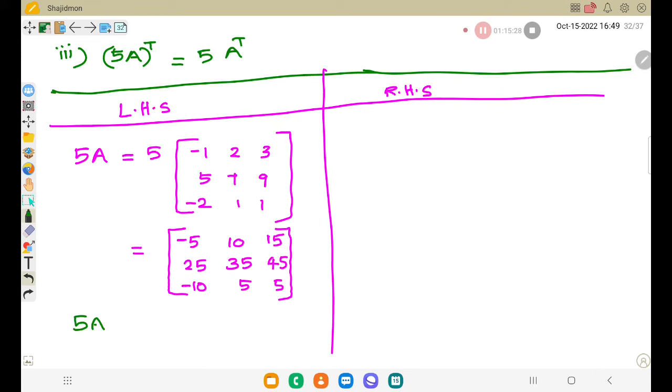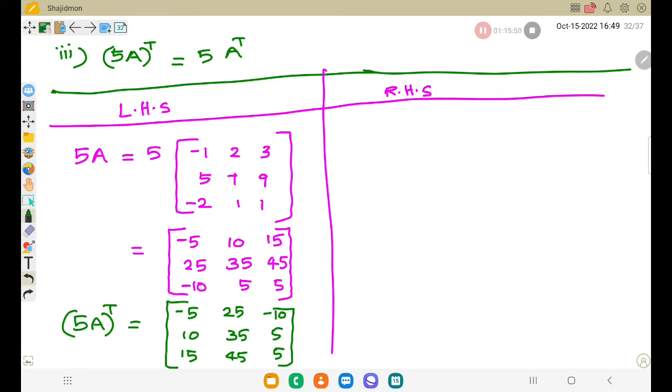Now the 5A matrix transpose equals, just rotate this matrix, write rows column wise. First row minus 5, 10, 15, first column. Second row, write as second column, 25, 35, 45. Then the third one, minus 10, 5, 5. So this is the left hand side.